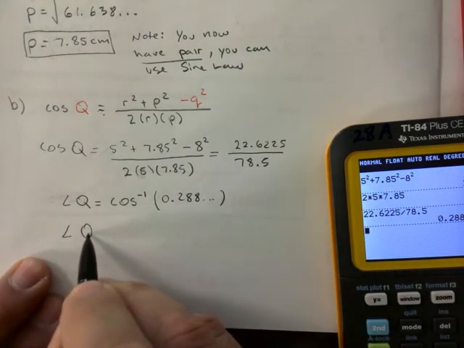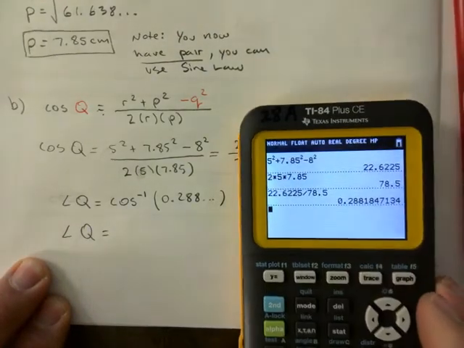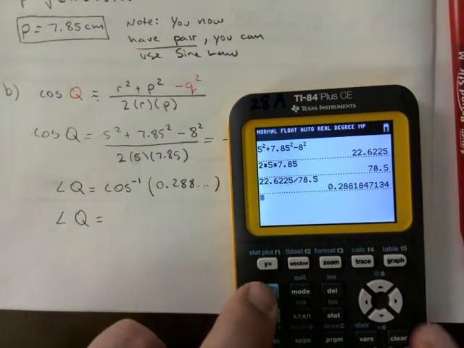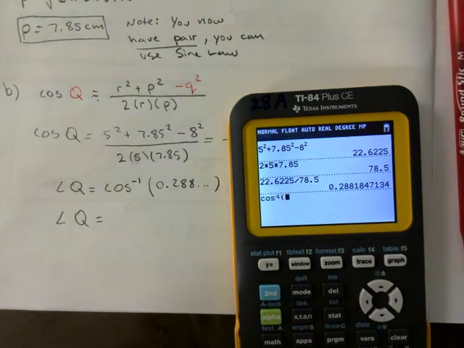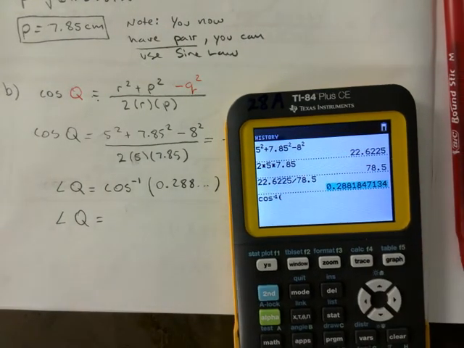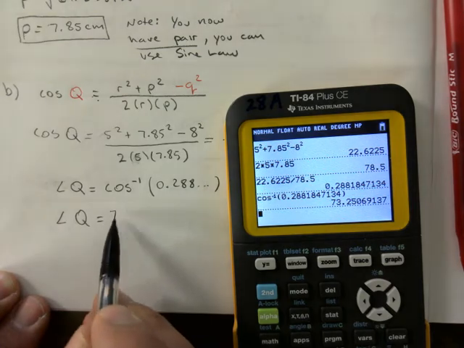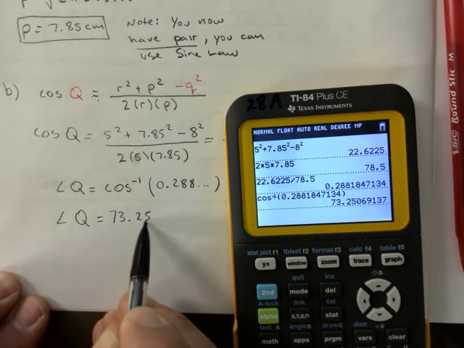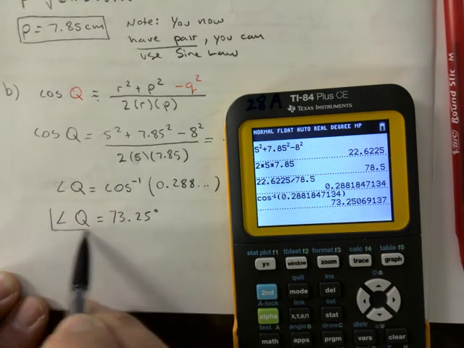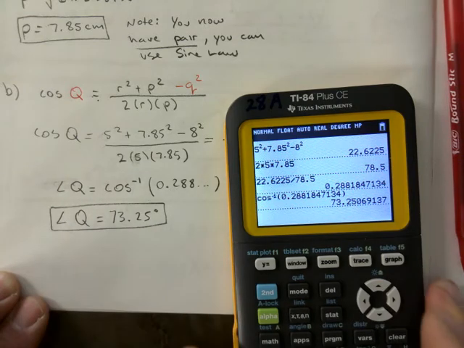And my last line is going to be figuring out what the angle is. So you go second cosine, go copy your previous entry or answer, I should say, and you get the angle, and that's 73.25 degrees. Boom. Okay.